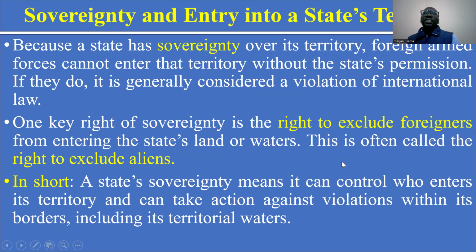Now, sovereignty and entry into a state's territory. So because a state has sovereignty over its country, foreign armed forces cannot enter the territory without the state's permission. So because you have your sovereignty, no foreign armed forces can enter your country without permission. One key right of sovereignty is the right to exclude foreigners from entering the state's lands or waters. This is often called the right to exclude aliens.